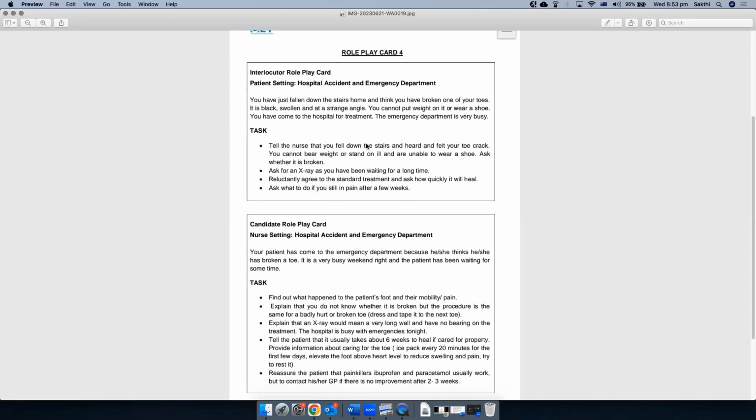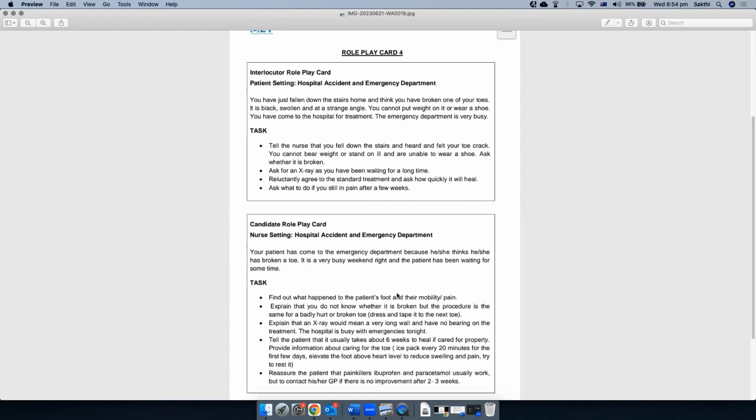So the patient is going to ask you the questions and you are going to give them the answers for most of the time. Most of the bullet points are going to be the questions that are going to be raised by the interlocutor to the healthcare professional, whether it is a nurse or a doctor or a physiotherapist or so on. Okay, now let's read the nurse's role play card. It's going to be the same thing.